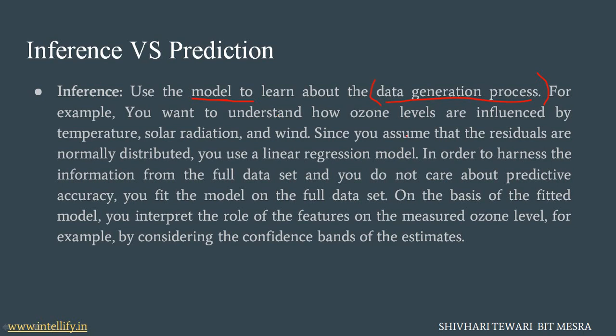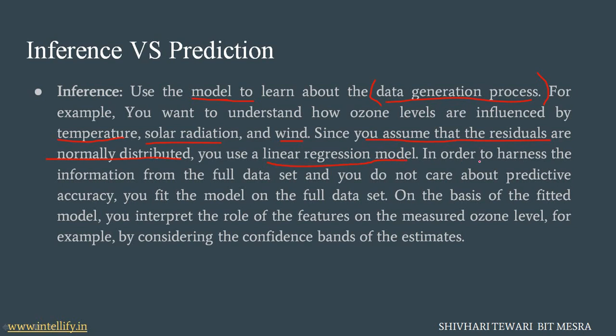Now see, here you have taken some data, like how ozone level is influenced by temperature, solar radiation and wind. Now you assume that the residuals are normally distributed. That means their distribution is normal, and you have used a linear regression model. Look, there are two types of regression: linear regression and logistic regression.